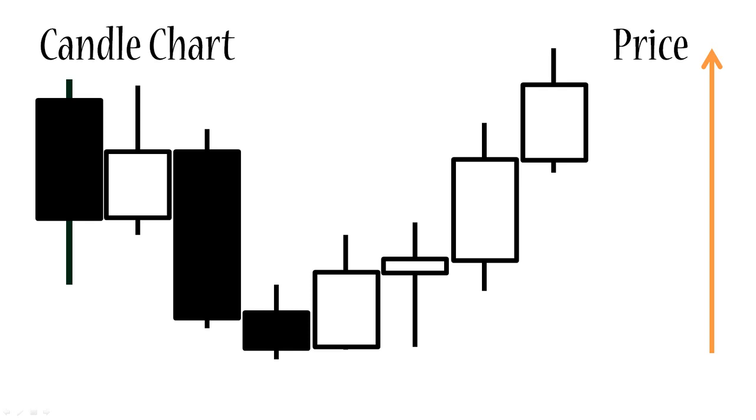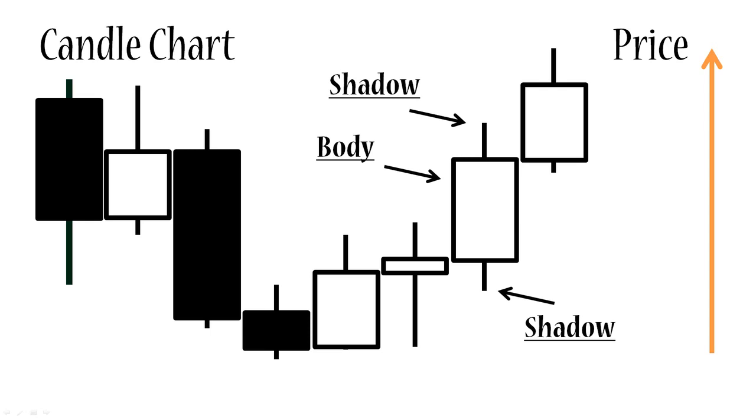In essence, this chart carries the same information, it's just visually represented differently. First thing that we can notice is that because of these vertical lines, some of the rectangles actually do look like candles, and that's why it's called a candle chart. Now every one of these candles has 3 elements to it. It's got a body and it's got 2 shadows. Sometimes the shadows are also called tails.